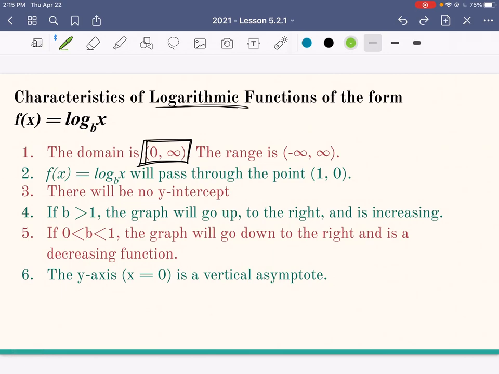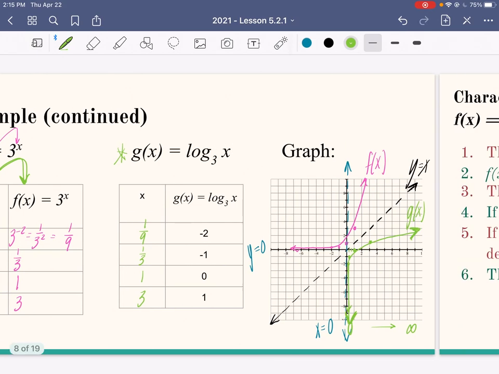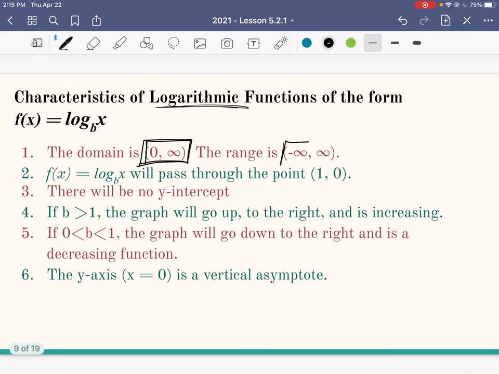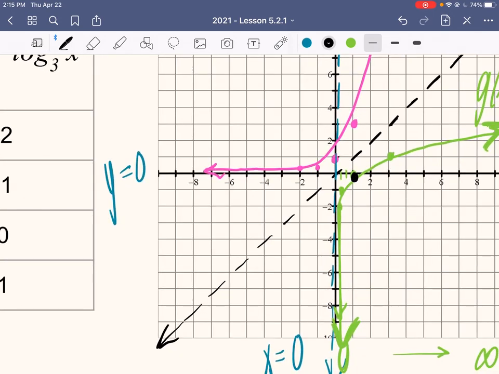So then the range is from negative infinity to positive infinity. So the range is going to go all the way down forever and ever, all the way up forever and ever. So it's all reals for the range. So the domain and range just switch for exponentials and logarithms. All right, it's going to pass now through the point 1, 0 instead of 0, 1. So since that switched, okay, here, this passes through the point, and I know it doesn't look like it on the graph.